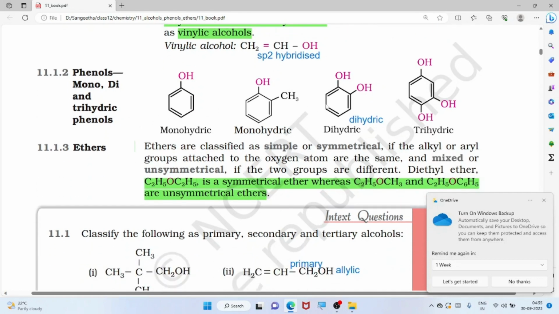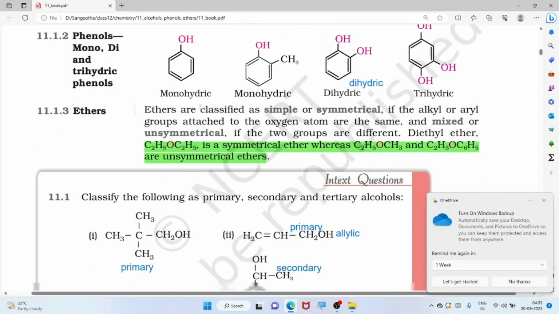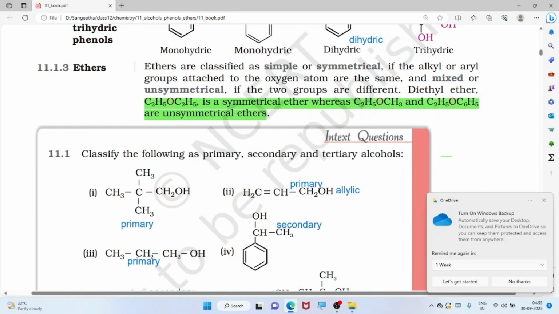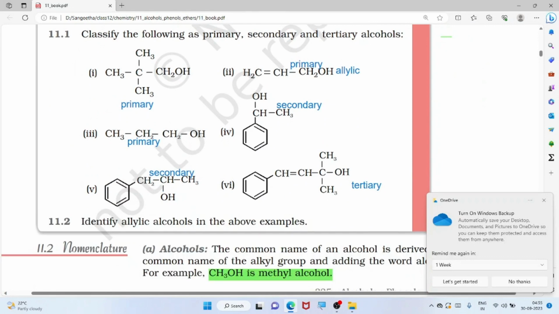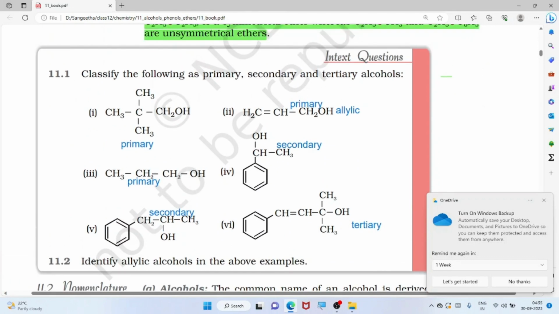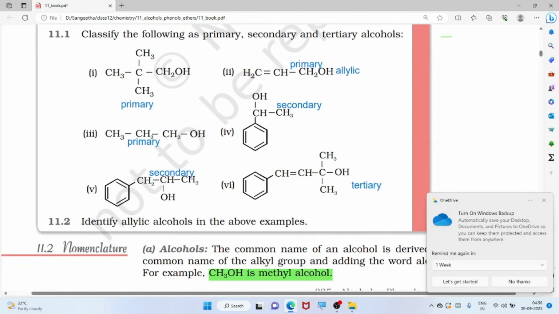Here also monohydric, dihydric, trihydric. So ethers we have, in between the alkyl groups, an oxygen atom in between. So the primary, secondary. Okay, this OH group is connected to a carbon atom which is connected to only one carbon atom, primary. So here this is also primary. Here it is secondary because this carbon atom is connected to two carbon atoms, secondary, like that.